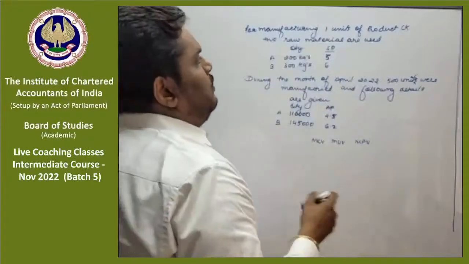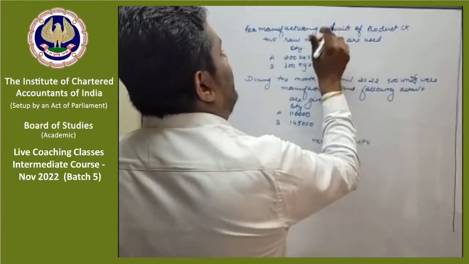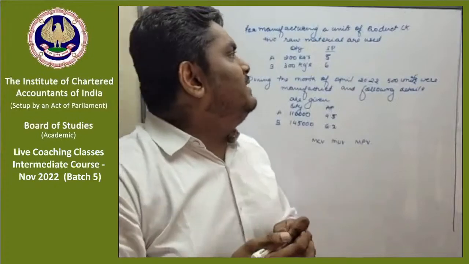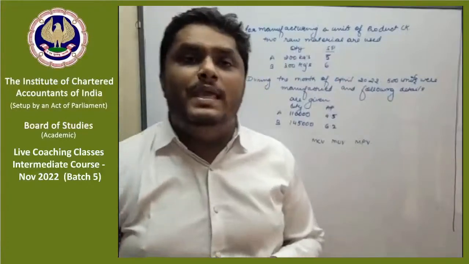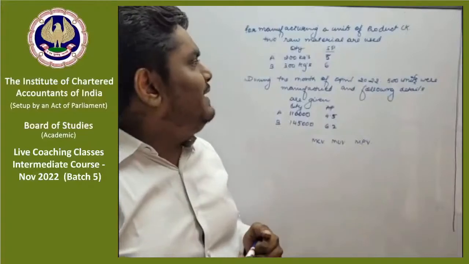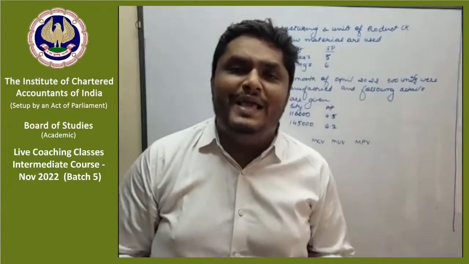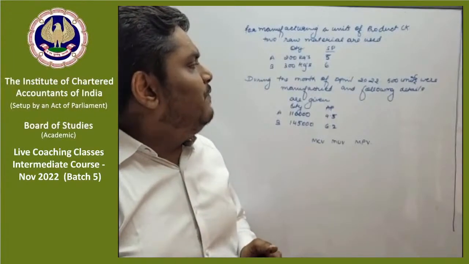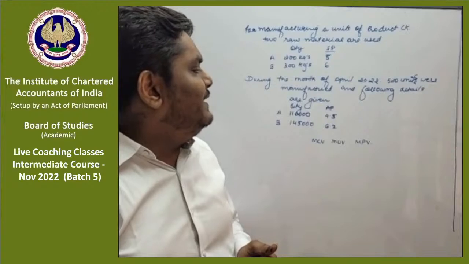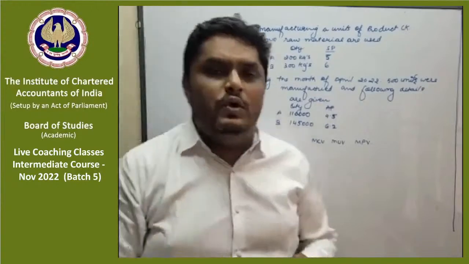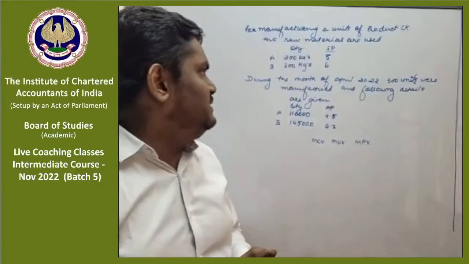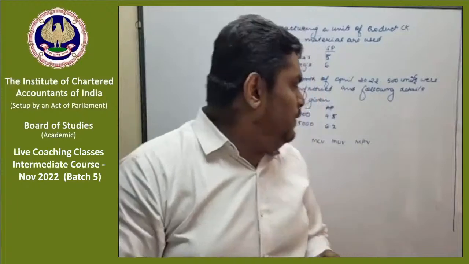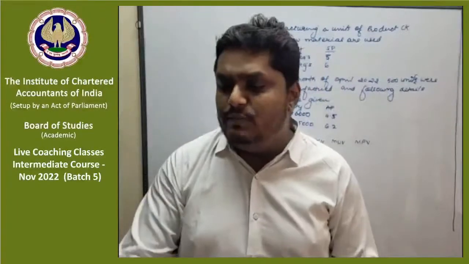For manufacturing a unit of product CK, two raw materials are used, that is A and B. The quantity is given, that is 200 kgs and 300 kgs, and the price is given, that is 5 and 6. During the month of April 2022, 500 units were manufactured and following details are given. That is, the raw material used for A is 1,10,000 kgs and for B it is 1,45,000 kgs. And the actual price is also given, that is 4.5 and 6.2.